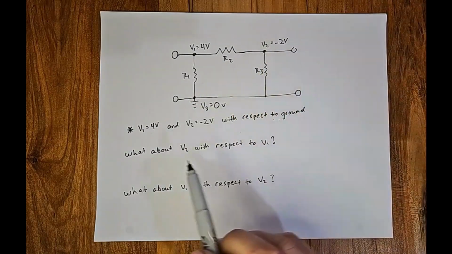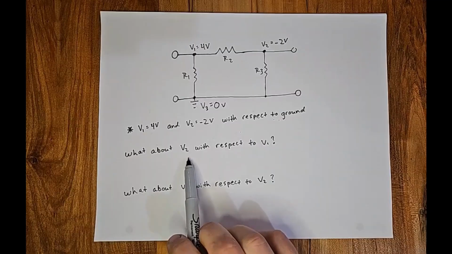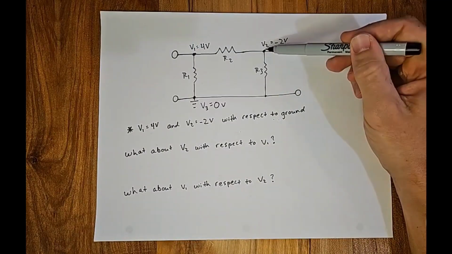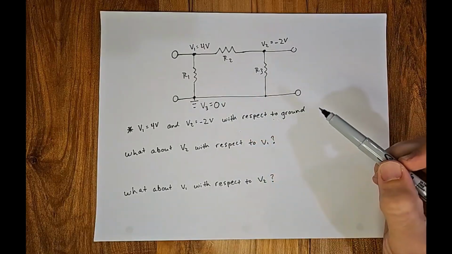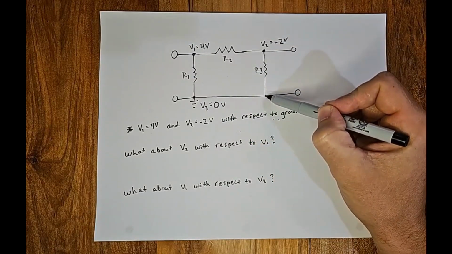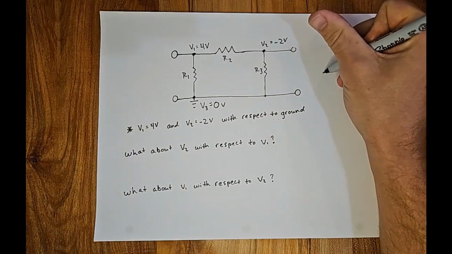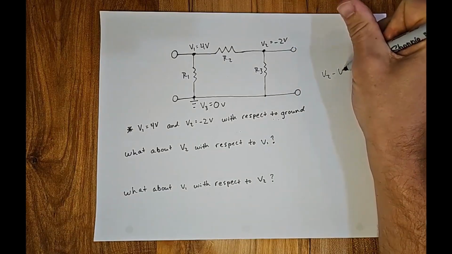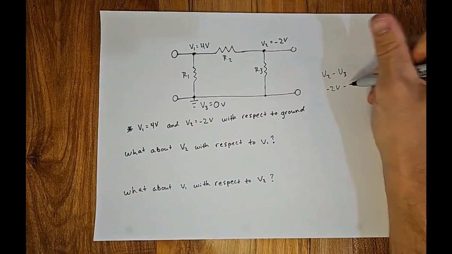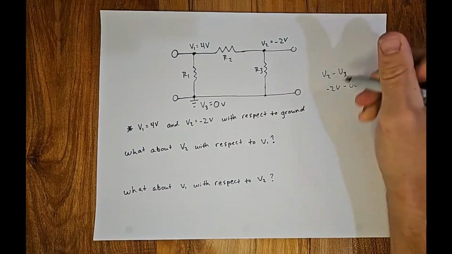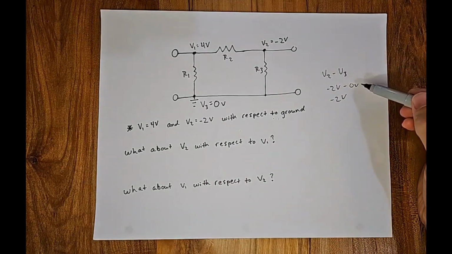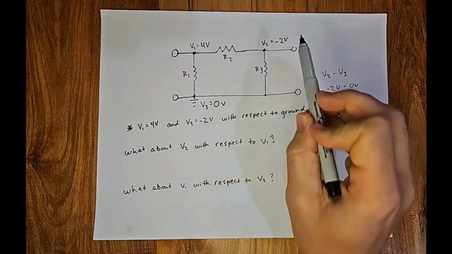So here's a question. What about V2 with respect to V1? Remember, V2 is negative 2 volts with respect to V3. But how do you find that? That would be V2 minus V3. So let's write that out. V2 minus V3. We know that V2 is negative 2 volts. We know V3 is 0 volts. It's negative 2 volts. So it seems obvious because we got that 0, but just remember, same principle.